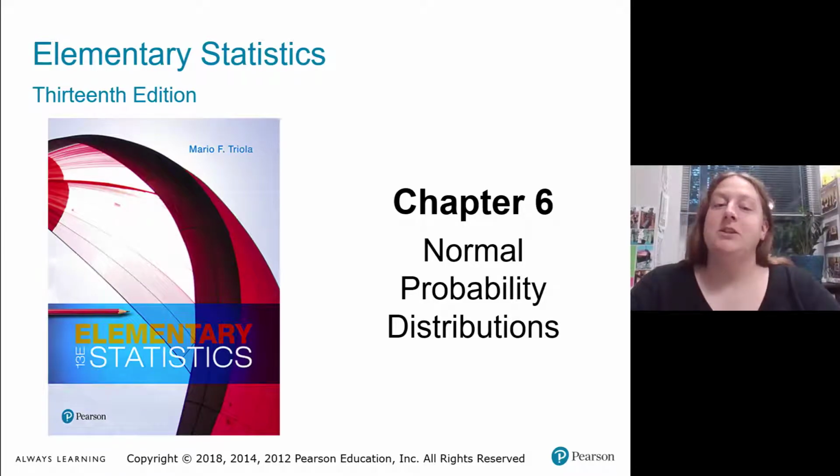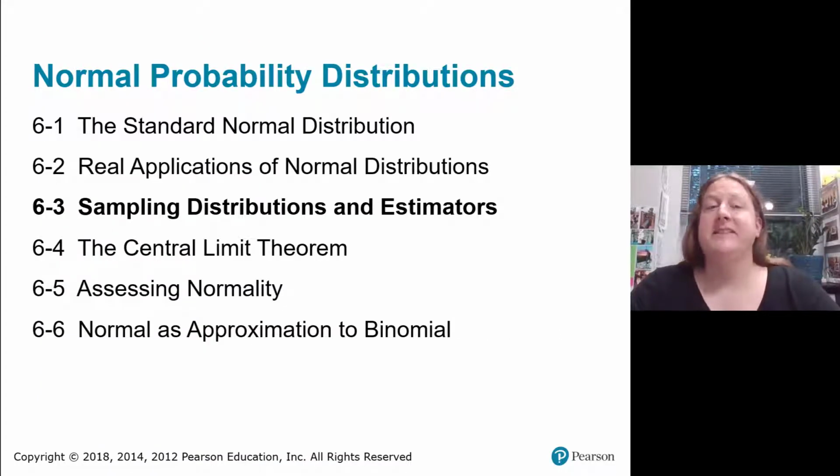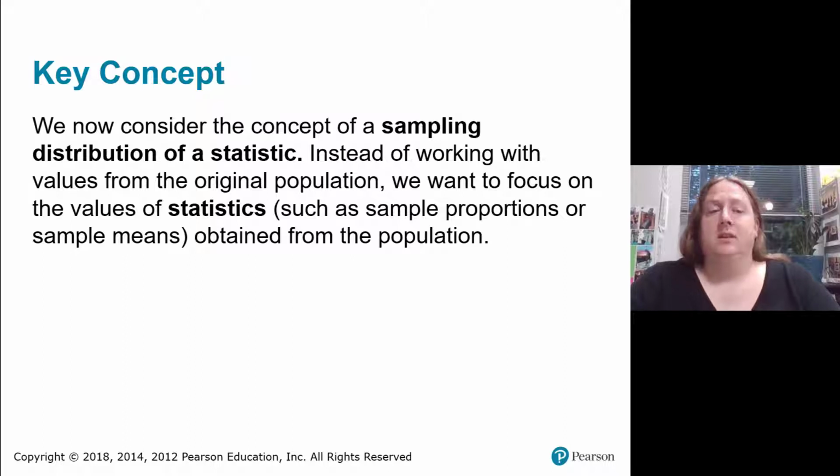Today, we're going to continue our discussion of normal probability distributions by talking about sampling distributions and estimators. So, a sampling distribution of a statistic, we're going to talk about what that is, and we're going to talk about how we can find values of statistics that we obtain from a population.